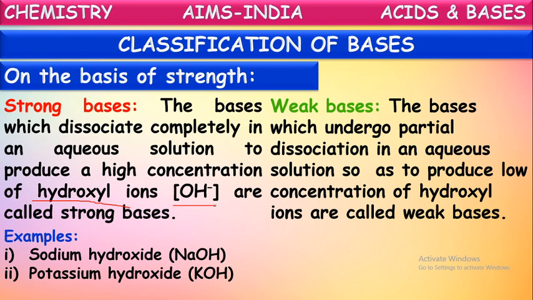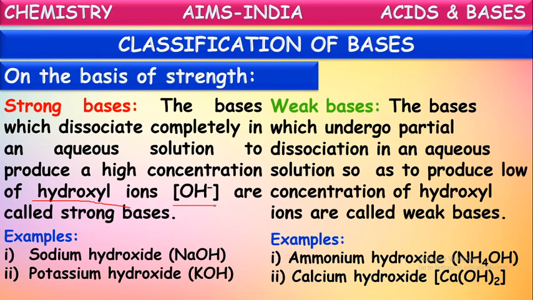Yes, some kinds of bases are there. When you dissolve them into water, very few molecules will dissociate. Dissociate means splits into ions. Very few molecules separate into respective positive ions and OH minus ions. Such kind of bases are called weak bases. For example, ammonium hydroxide, calcium hydroxide. When you dissolve these into water, very few molecules split into OH minus ions and positive ions. Okay, based upon the ionization, bases are classified into two types, strong bases and weak bases.